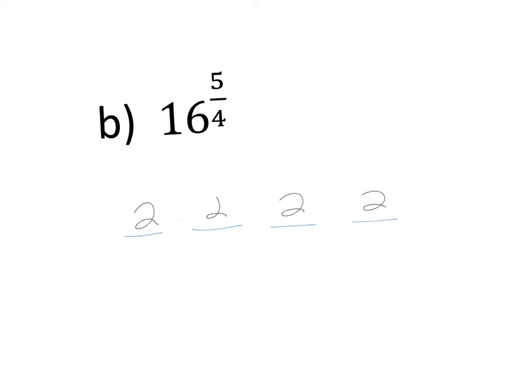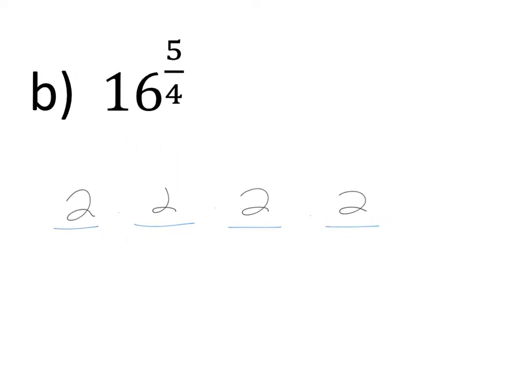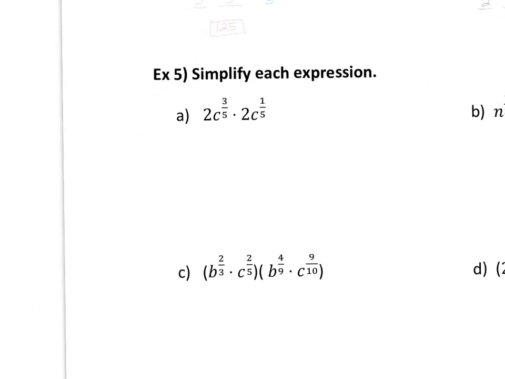And then again, that top number there is telling us 5. We have to use 5 of them. We only have 4 of them down, so we need to add in 1 more 2. So I'm going to take 2 times 2 times 2 times 2, get 16, and then multiply by that last 2 and get 32. All right, moving on down.